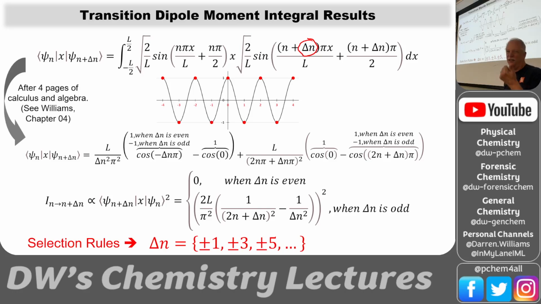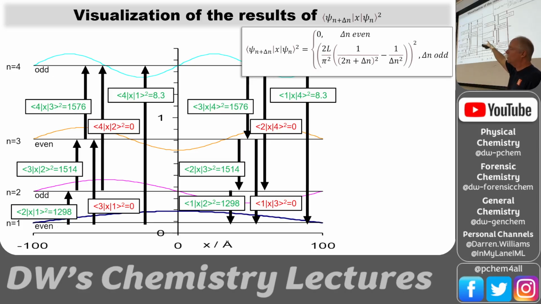So if we pick a 7 angstrom box and we're dealing with an electron, then these are the results of those integrals. So I went ahead and put in the numbers. And so this is the intensity for the 2 to 1 transition. So 1298. It gets a little bigger for the 2 to 3. For the 1 to 2 transition, it's 1298. For 2 to 3, it's 1514. For 3 to 4, it's 1576. But they're all pretty strong. And so delta N equals 1 are the strongest transitions.